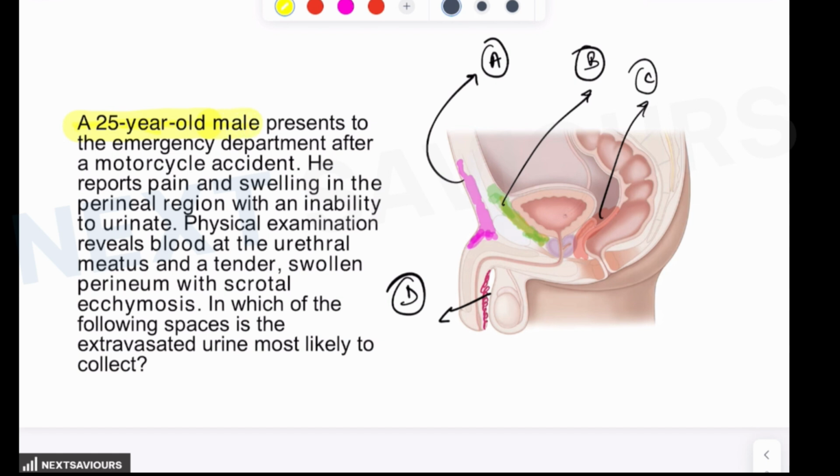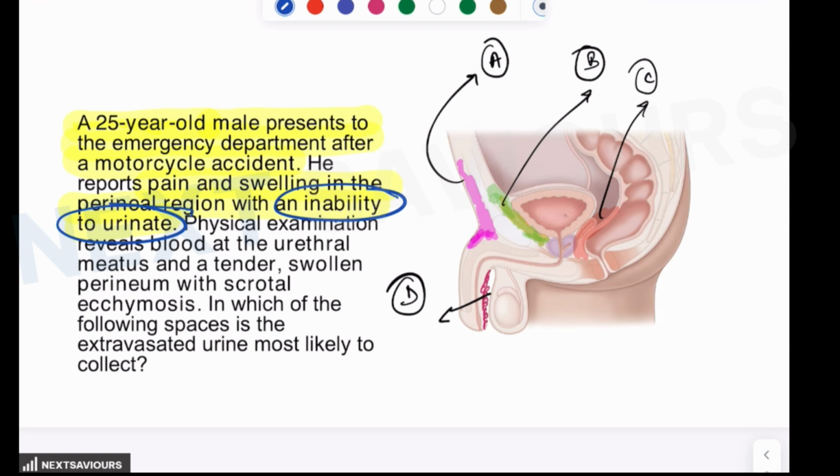So let's start with a sample question, to see how these questions are probably given. A 25-year-old male presents to the emergency department after a motorcycle accident. Now they have not specified any sort of injury. He reports pain and swelling in the perineal region with the inability to urinate. There is inability to pass the urine. So this raises the suspicion that possibly the patient is suffering from urethral injury.